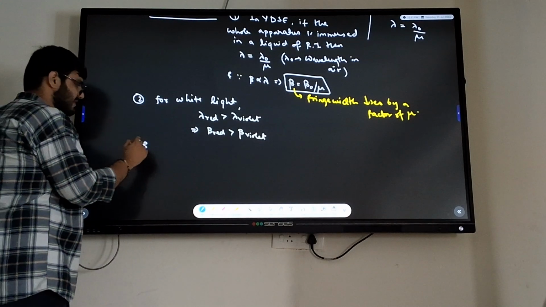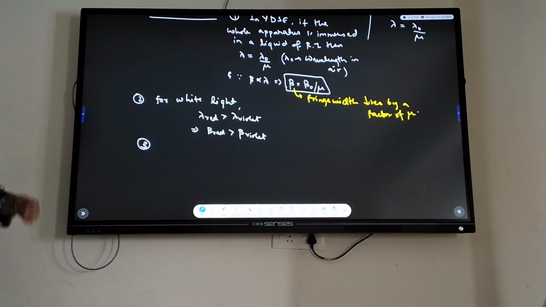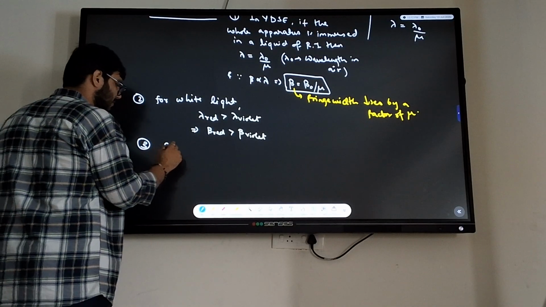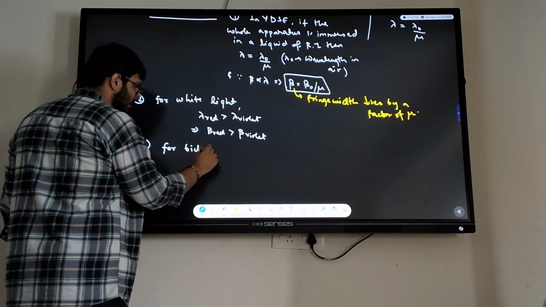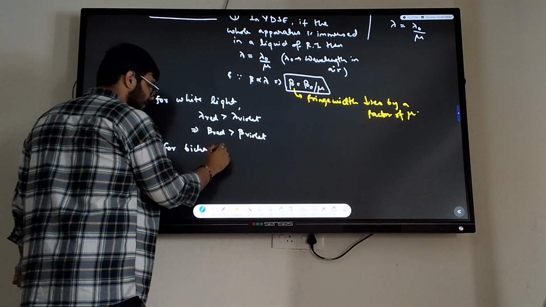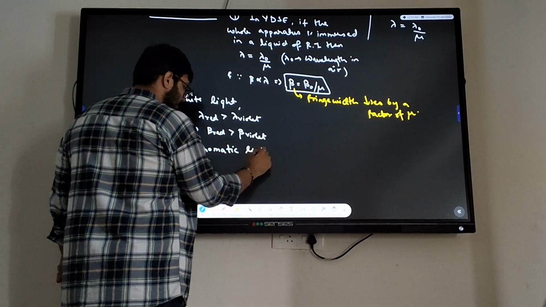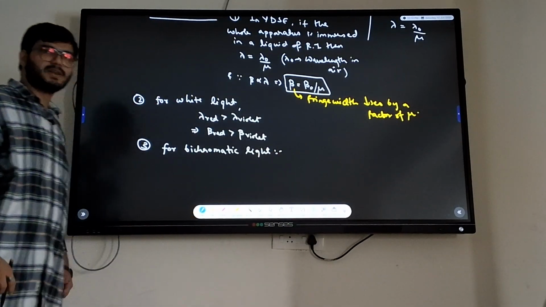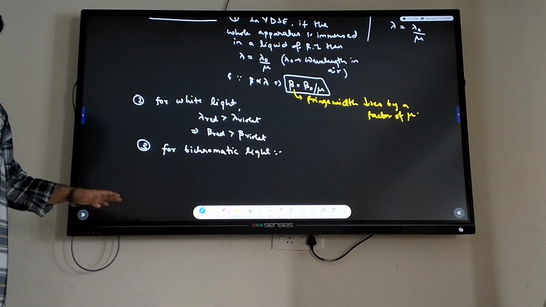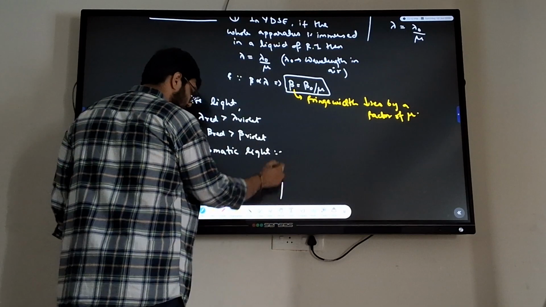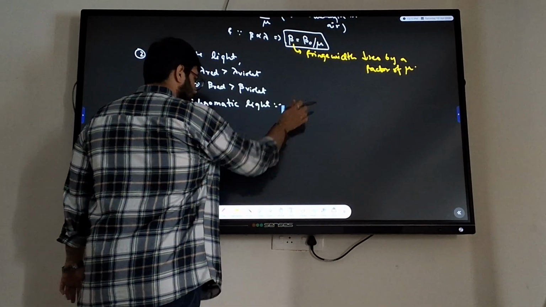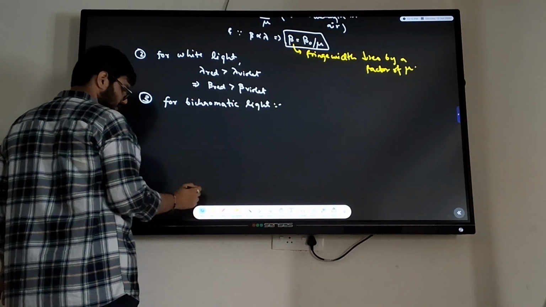That will clarify everything. Let's say I am taking a light source which gives off bichromatic light. Do you understand the meaning of bichromatic light? What was monochromatic light? So what is bichromatic light? Two wavelengths. And just for example, I am going to take violet and yellow. Okay? Violet and yellow.